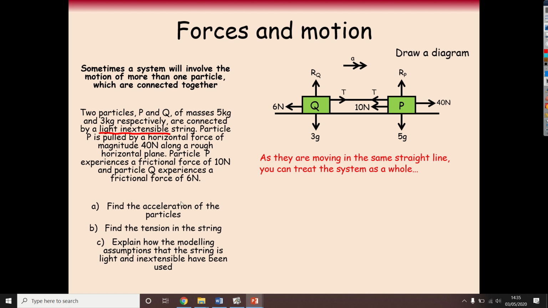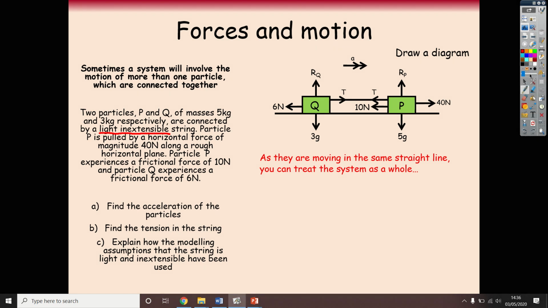So we're going to do the first one, acceleration. I've got a fair few unknowns in this system at the moment. I've got these tensions that I don't know yet, and I want to work out the acceleration. But because these are pointing in opposing directions, it makes sense to treat the whole system as a whole, because then when you form your equation, these T's will cancel out.